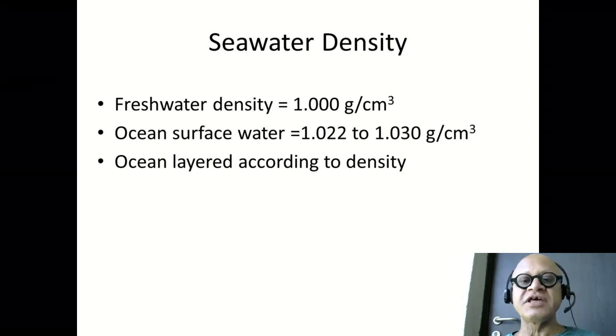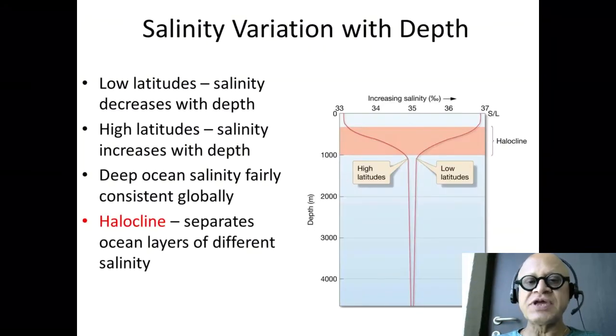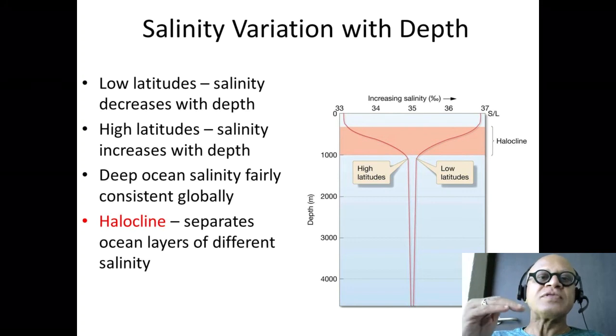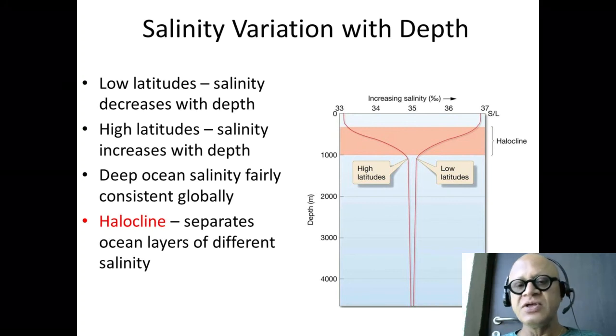Okay, the seawater density: fresh water, we know, is 1 gram per centimeter cube. Ocean surface water, we said, is heavier because of the salts in it. So surface water is 1.022 to 1.030, so just a small deviation from pure water, but this creates the so-called stratification or layering of the ocean, which you can see here. Basically, if you add temperature and density to it, you have the ocean layered into different densities, changing little by little, so increasing with depth little by little. Low densities near the surface, increasing densities with depth.